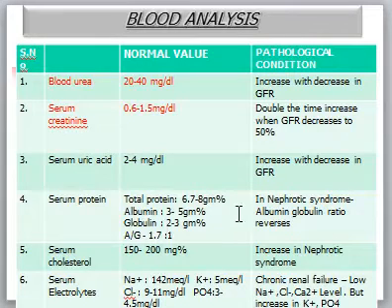And serum protein is given as albumin and globulin. These are protein molecules, and in nephrotic syndrome the albumin globulin ratio will be reversed. Serum cholesterol is 150 to 200 milligram percent, and it is increased in nephrotic syndrome.